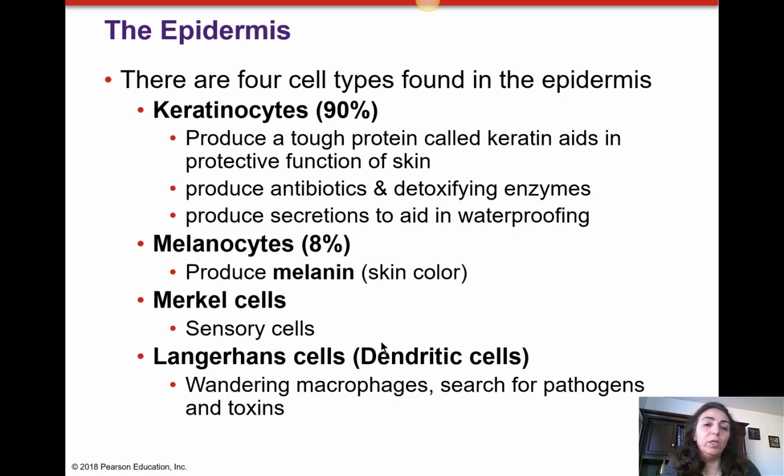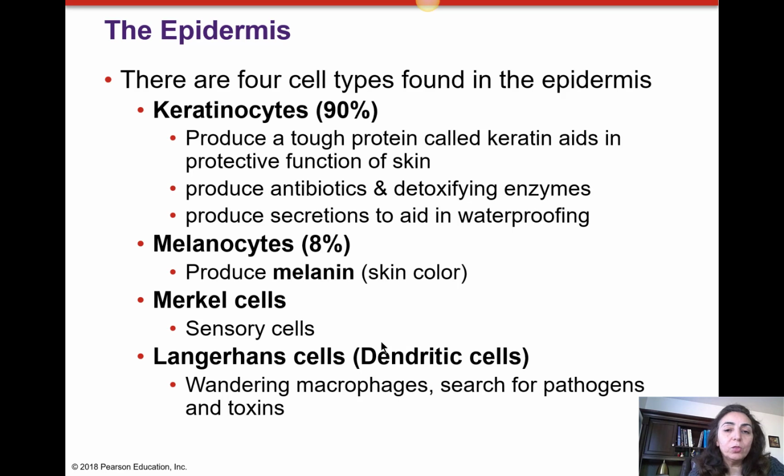So let's talk about the epidermis first, as the top layer of the skin. In general, we have four types of cells in the epidermis. And always remember that the epidermis is the stratified squamous epithelium that we have on the top layer of the skin, and the type of that is keratinized stratified squamous epithelium.